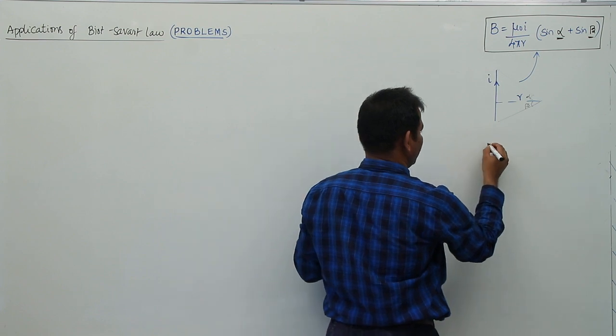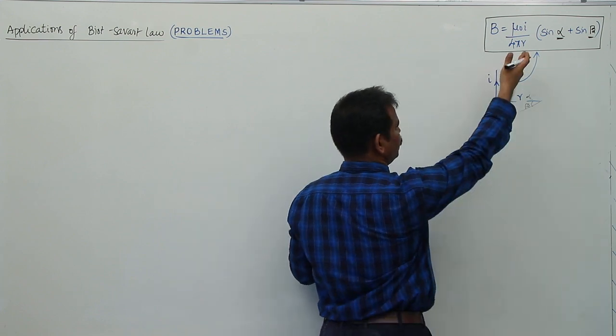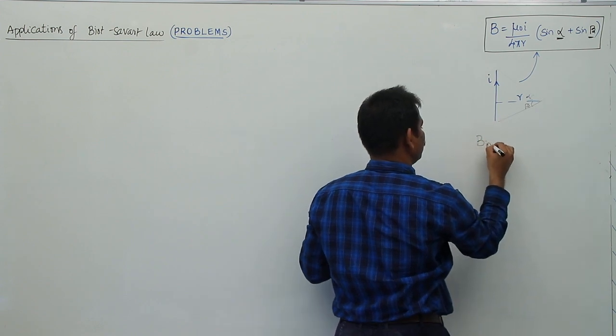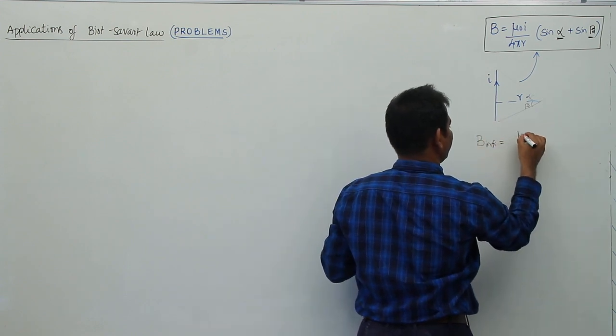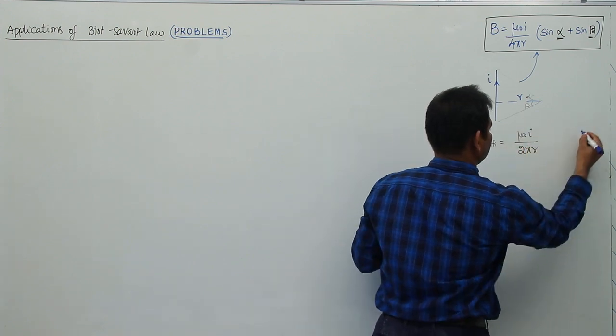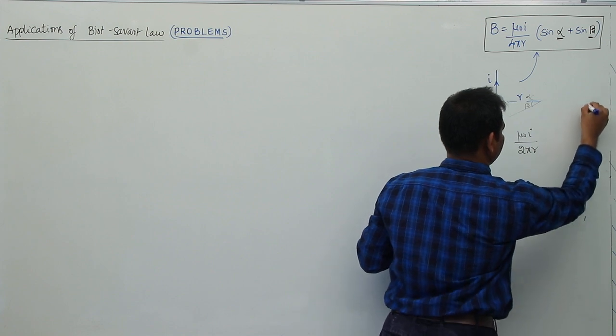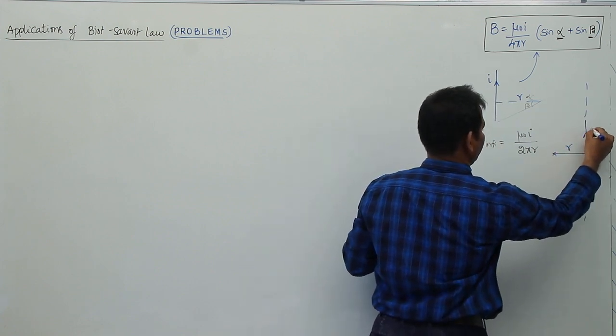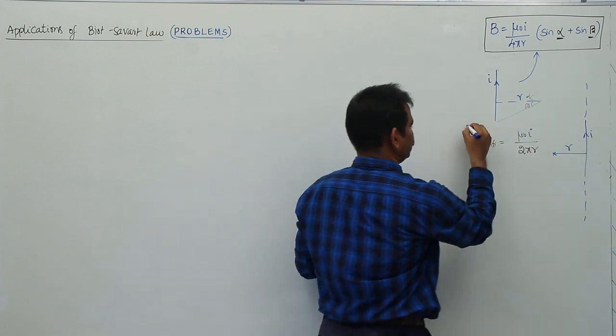Similarly, if you take an infinite wire, this will become sin 90 plus sin 90. So, the magnetic field due to an infinite wire is given by mu naught I by 2 pi r. So, this is a wire of infinite length and a distance R, if you want to find out the magnetic field with current I, this is the expression for this one.